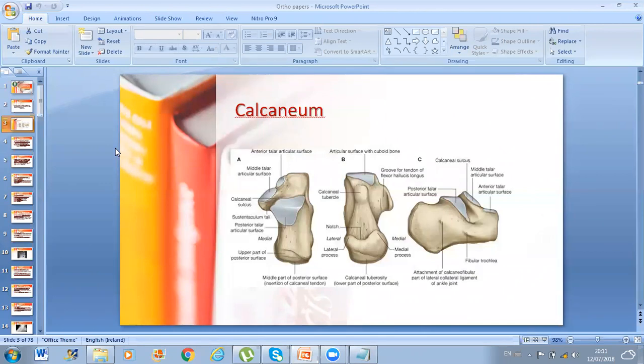Okay, so what approach do you use for calcaneum ORIF? Anyone can tell me? Lateral or medial? Lateral L shape, sir. Yes, lateral. You do lateral because it accesses the subtalar joint, and it helps to do plating.